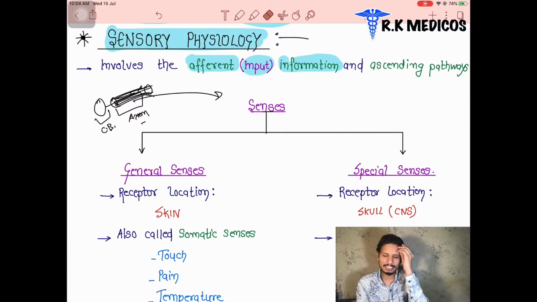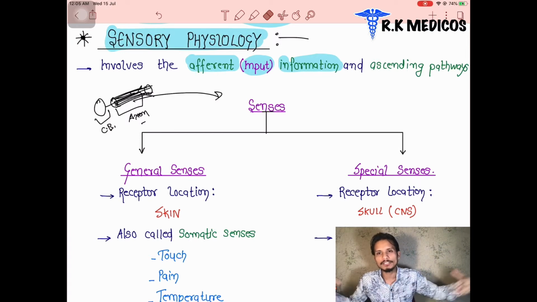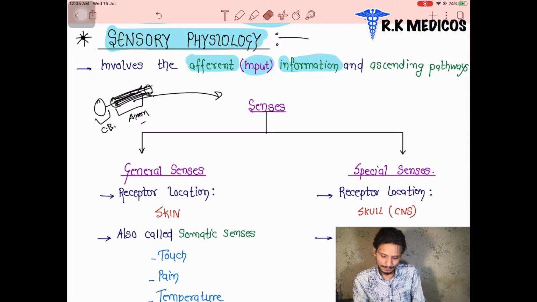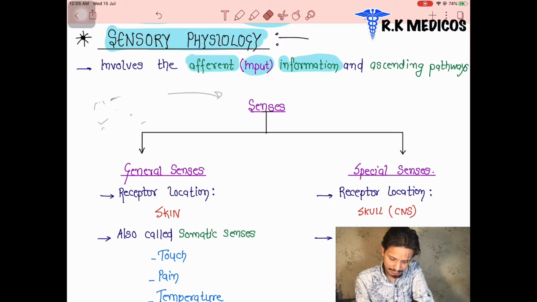So what is an ascending track? An ascending track carries information in the upward direction, through the spinal cord and then to the brain. A descending track carries impulses, after the brain processes the information, from the brain to the spinal cord and later to different parts of our body. In the next section we will see what the senses represent.